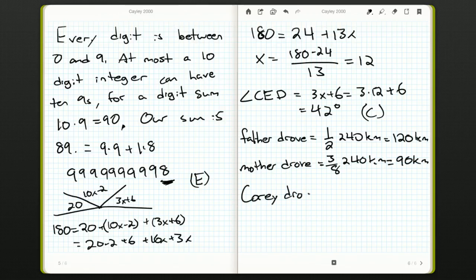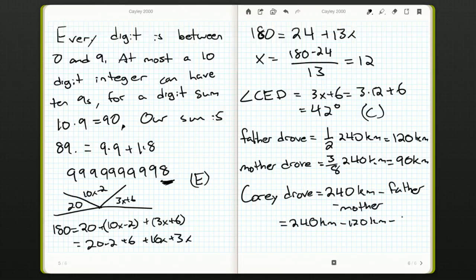So Corey drove, well, he drove the remainder of the distance. So the total trip was 240 minus what his father drove minus what his mother drove. So that's going to be 240 kilometers minus 120 kilometers minus 90 kilometers. And that should be, I think, 30 kilometers. But again, I have a calculator. There's no reason not to use it. Yep, it is 30 kilometers.